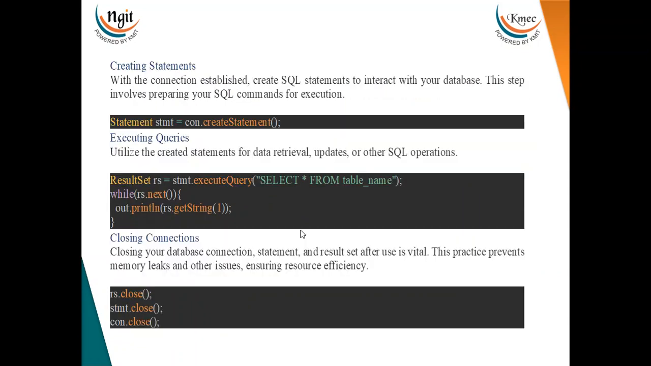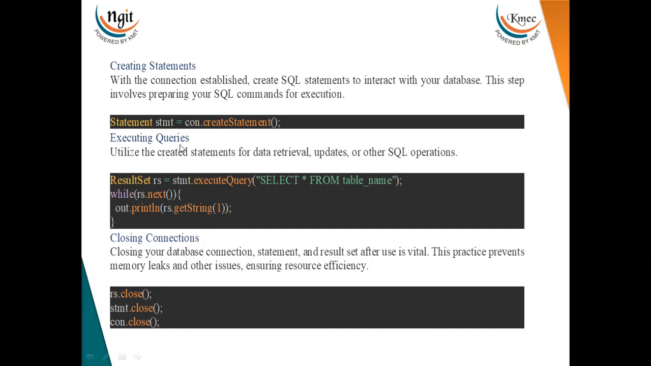So you're creating statements. This is a simple statement, no? For that we will be making use of Statement. These are two types we have seen: PreparedStatement and Statement. With the connection established, create SQL statements to interact with your database. This step involves preparing your SQL commands for execution. Statement equals con.createStatement.